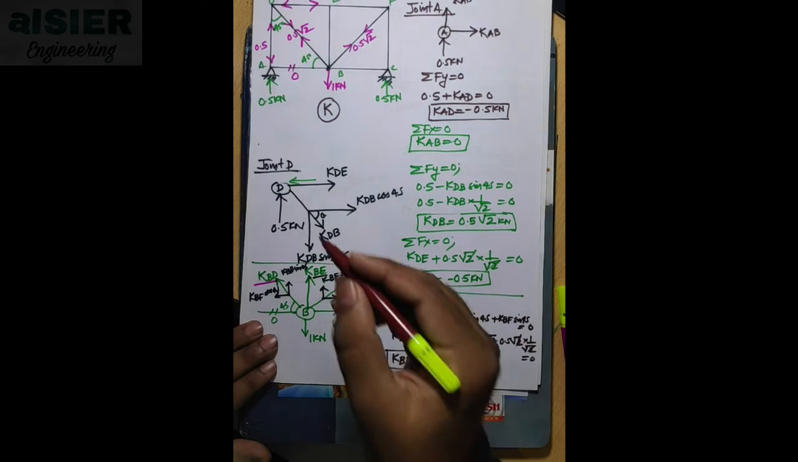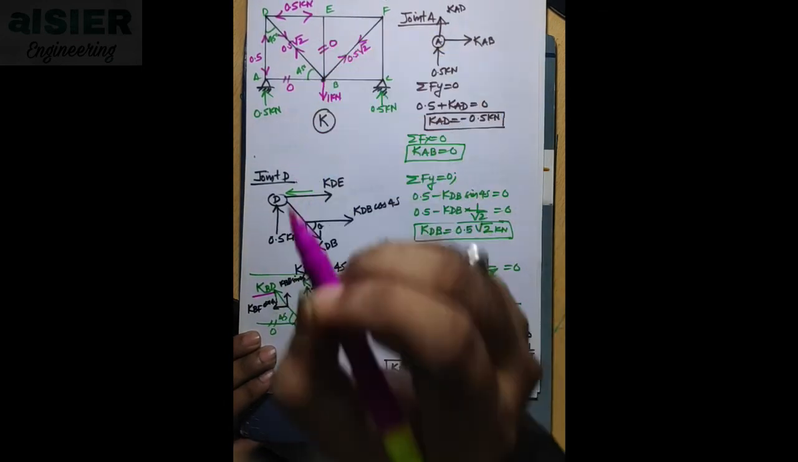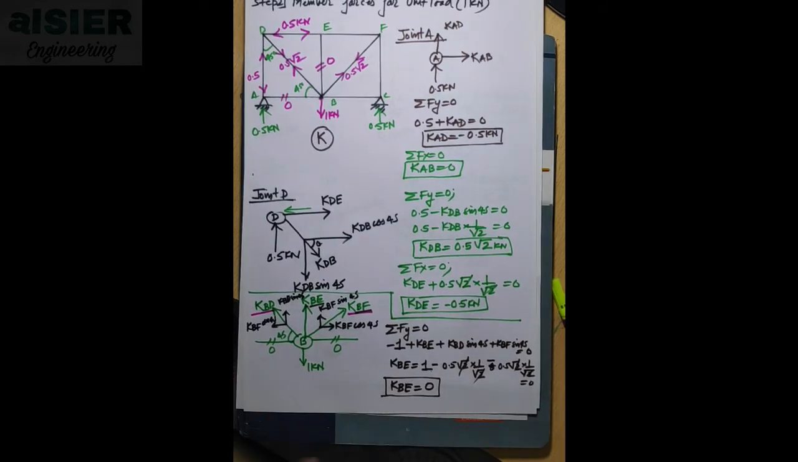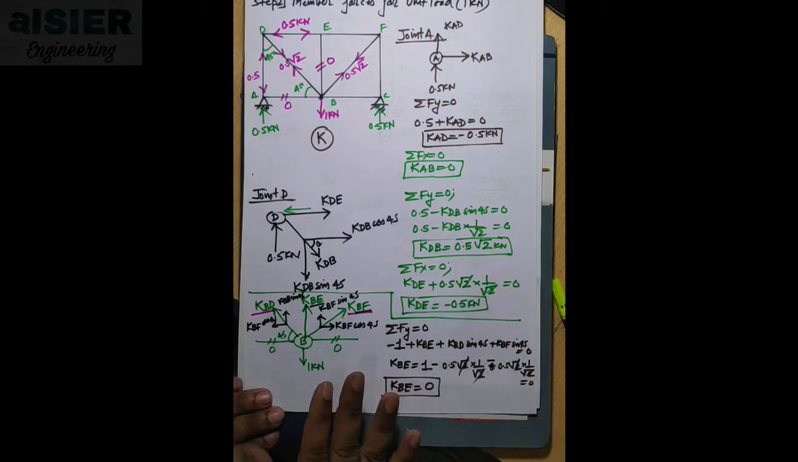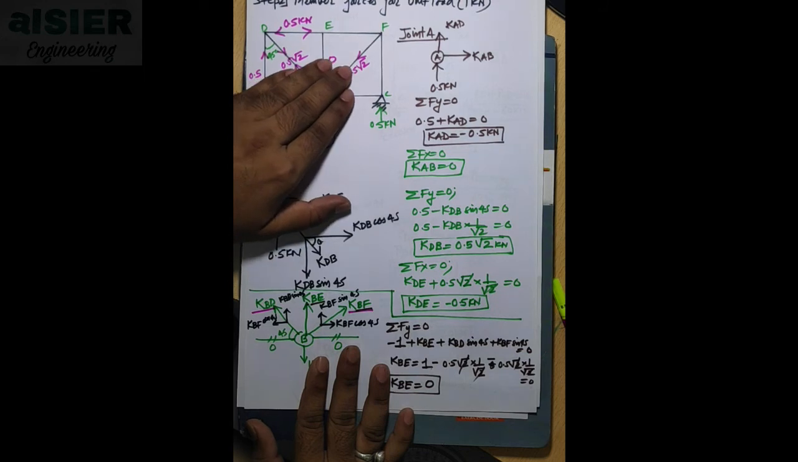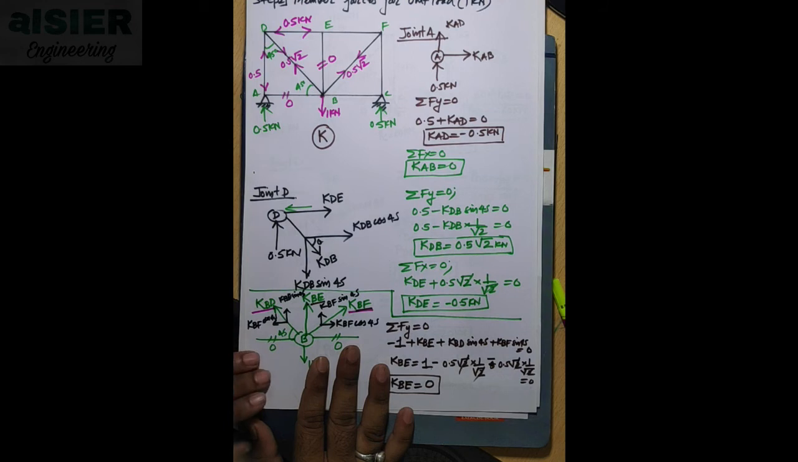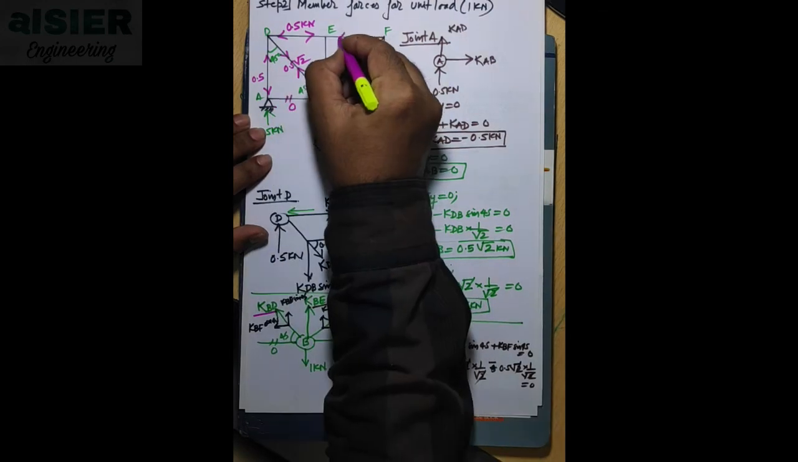So we will mark in this diagram that KBE is 0. When you solve a number of numericals, you don't need to do this much calculation. You will come to know from observation that this force is going upward, this force is also going upward, and therefore this member will have 0 forces. So now we have solved half of the portion. Now we will just replicate it in the other half.